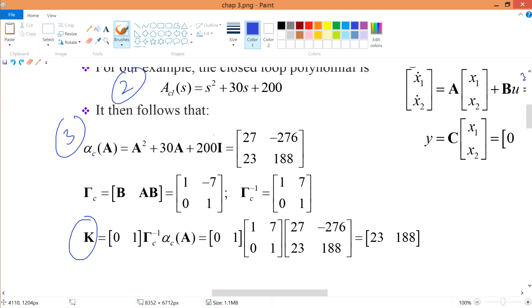Your identity matrix is simply 200, 200, 0, 0, because the rest are 2 times 2 matrices. These are all 2 times 2 matrices. Remember that.